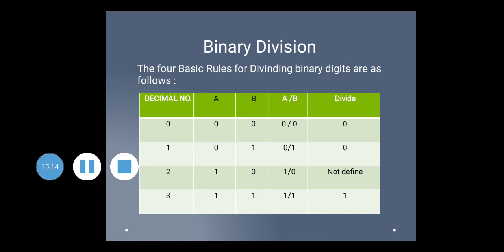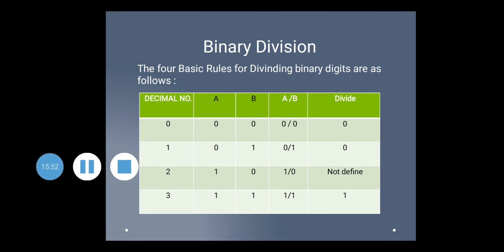Now next we are going to do binary arithmetic, which is binary division. The 4 division rules are as shown here. So we are going to divide single digits. That table is formed here. So first row, A is 0 and the second number B is 0. The division process we are going to do is A divided by B. So 0 divided by 0, the answer is 0.